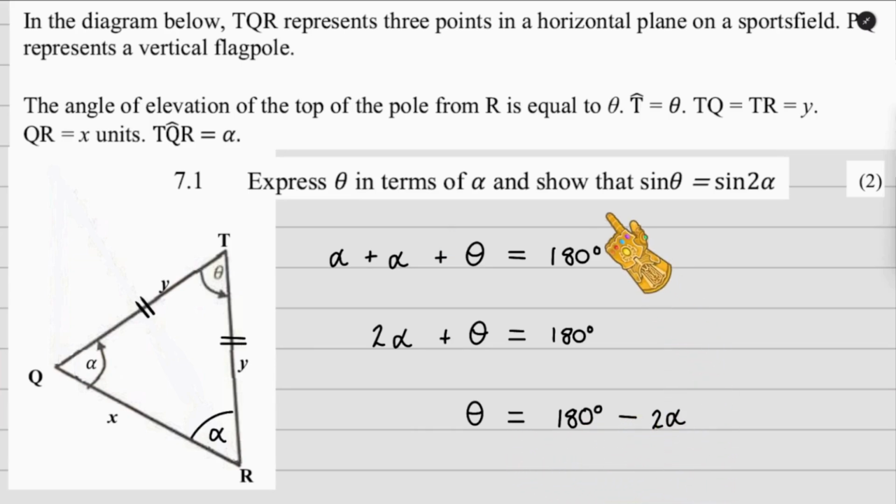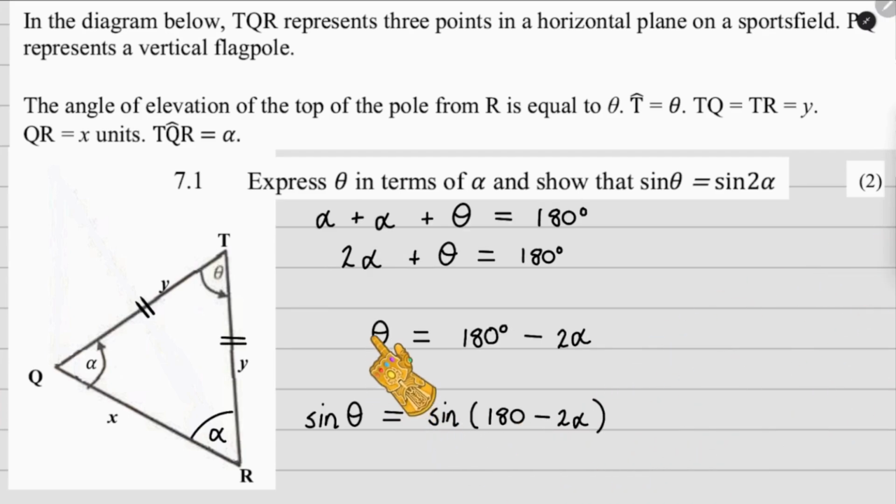And now we need to show that sine theta is equal to sine of 2 alpha. So it almost looks like this, but I'm missing sines. So what I do is introduce sine on both sides of the equation like this. So in front of this theta, I just put a sine, and in front of this, I put a sine, but just make sure to wrap it in brackets.